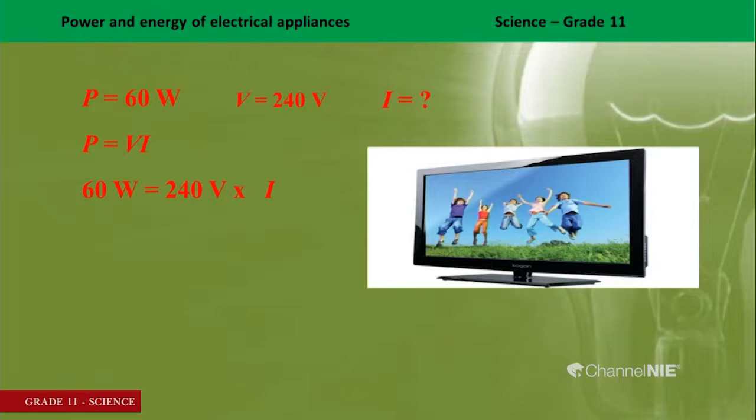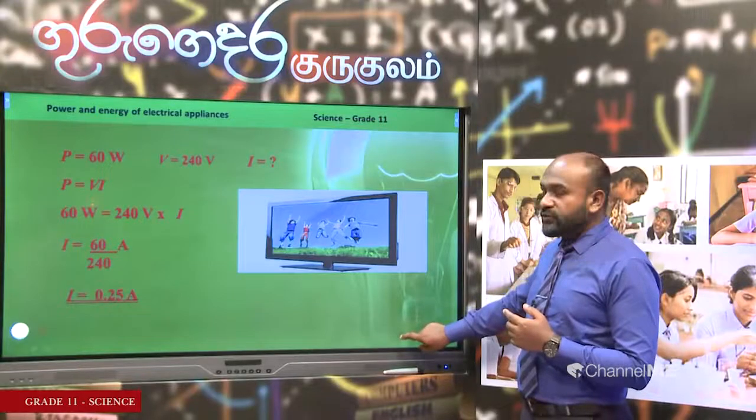As you substitute, you get 60 equals 240 volts into I. So, now we can find I dividing both sides by 240. So, then I equals 60 divided by 240. As you simplify, you get 1 over 4. You can keep this as a decimal number, 0.25 amperes. Do not forget the unit. We find the current, so the final answer should come in amperes. Let us go to the next question.